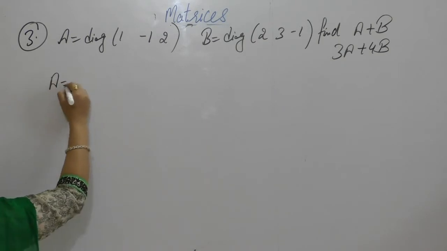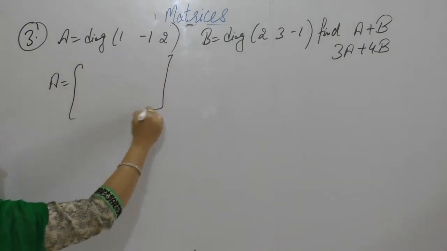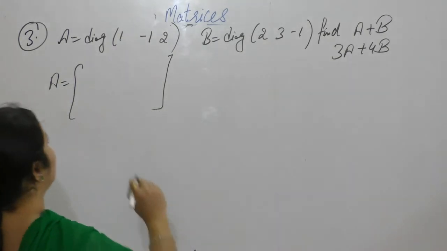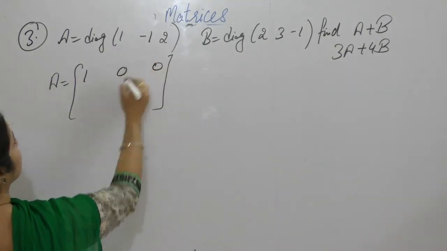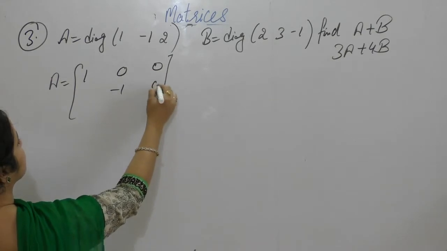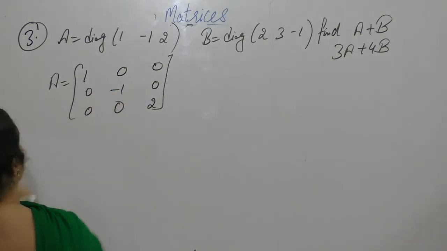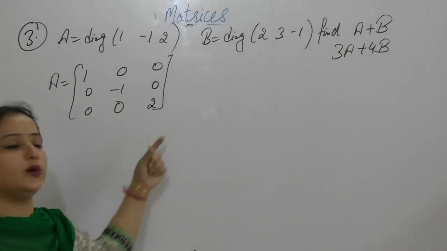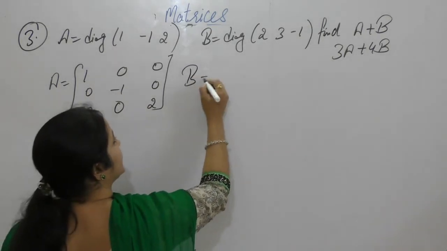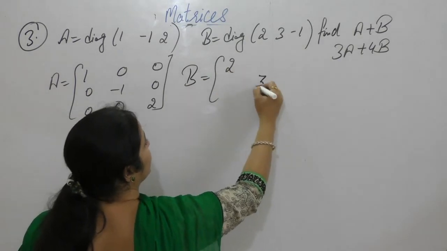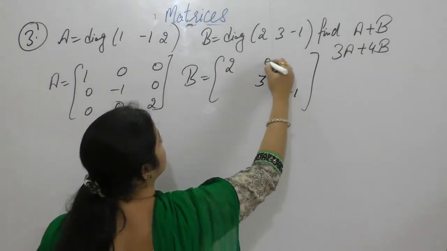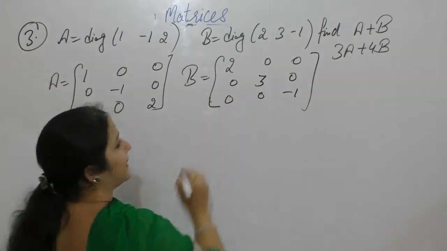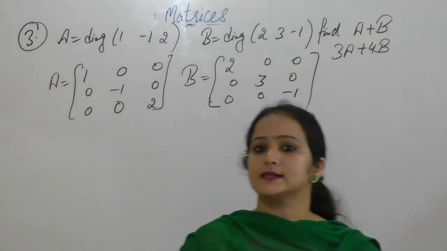Since it has 3 diagonal entries, it will be a matrix of order 3 by 3. Diagonals are given. So A is 1 0 0, 0 minus 1 0, 0 0 2. Similarly for matrix B, diagonals are given: 2, 3, minus 1. So this is the matrix A and matrix B.